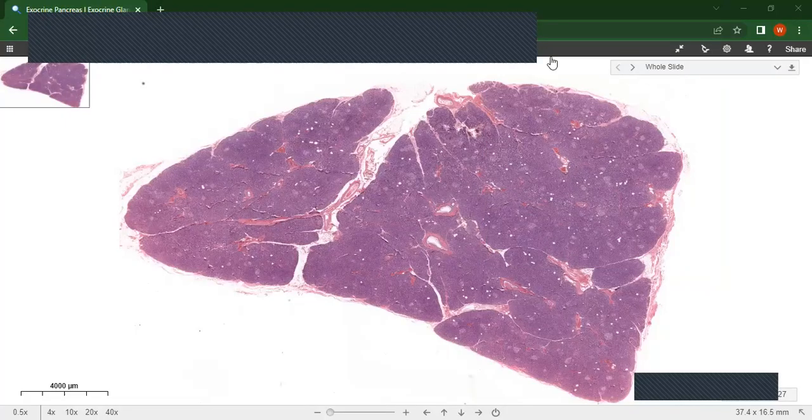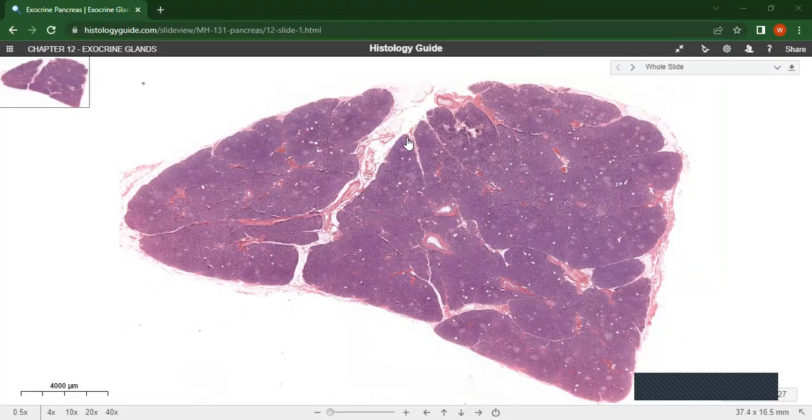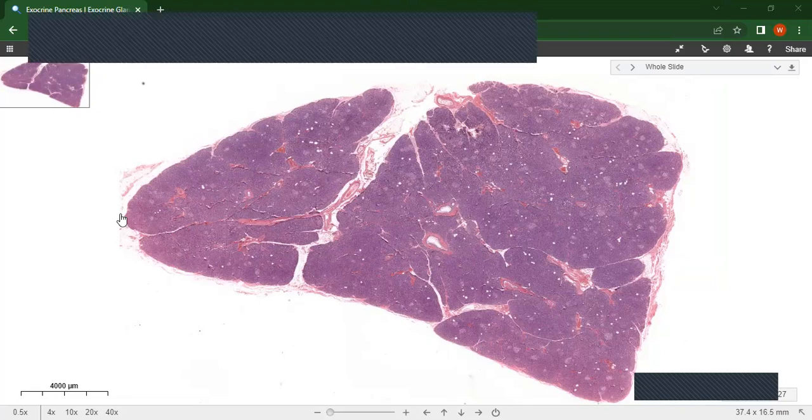So welcome. Today we'll be looking at the histological organization of the pancreas. The pancreas is a compound gland in that it has both endocrine and exocrine portions. So as you can see, it is an encapsulated gland in that there is a capsule which sends in some trabeculae to lobulate the gland.